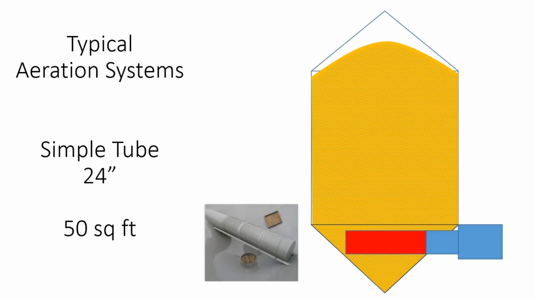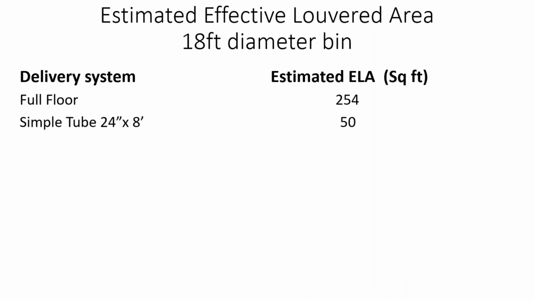The second one that we're going to look at is just a simple aeration tube. This one is a 24-inch diameter tube, 8 foot long, which again is standard for 5,000 bushel bins or 18-foot diameter. That calculates out to about 50 square feet of louvered area, and that is roughly 1/5 of the louvered area that you would get with a full floor aeration bin. So you can see that you can justify a lot bigger fan and move a lot more air into a full floor bin than you can with a simple aeration tube.